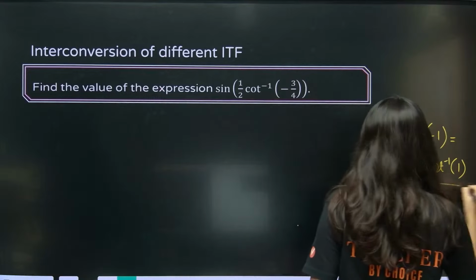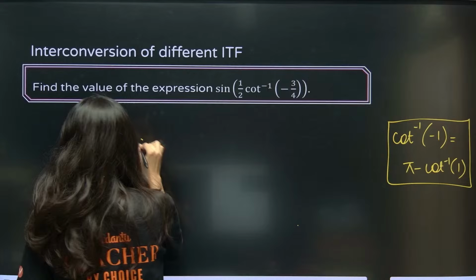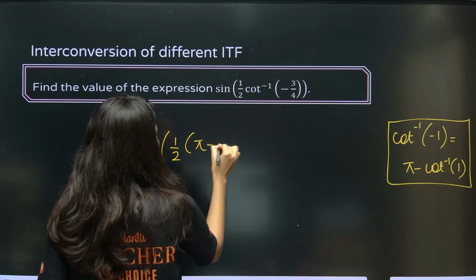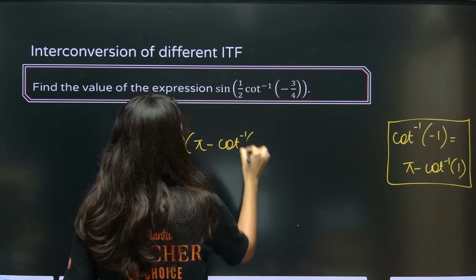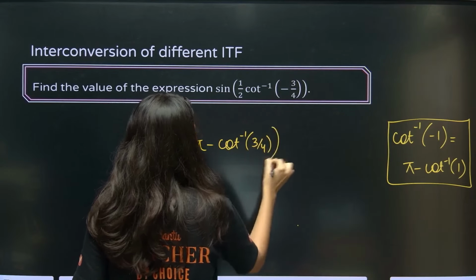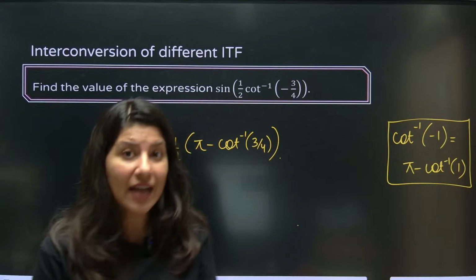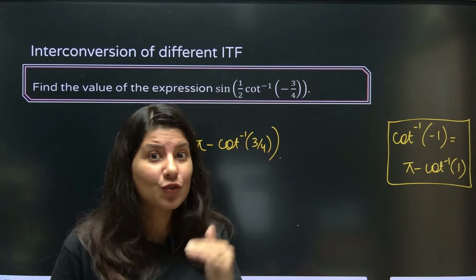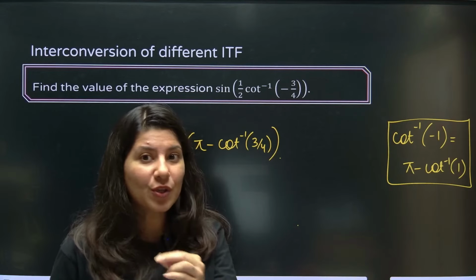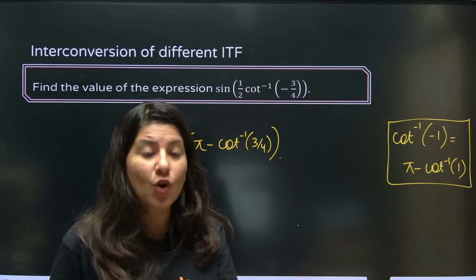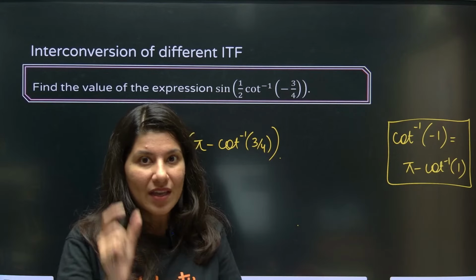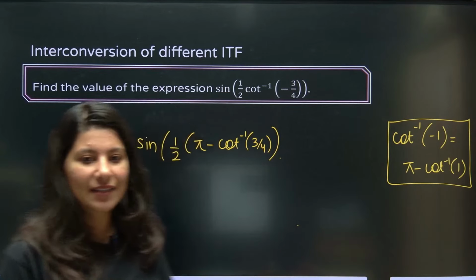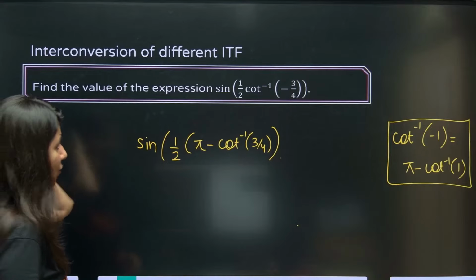So this is the trick which we are going to use right now. This is sine, this is your half already, and this is your pi minus cot inverse 3 by 4. Can I do that? Especially in cot inverse, cos inverse and sec inverse, these three are in the same category, right? 0 to pi, 0 to pi, 0 to pi. So I have told you, when cot inverse, cos inverse and sec inverse is negative, just write pi minus. And if that is positive, directly write the answer. Okay, so this is how it is going to be.